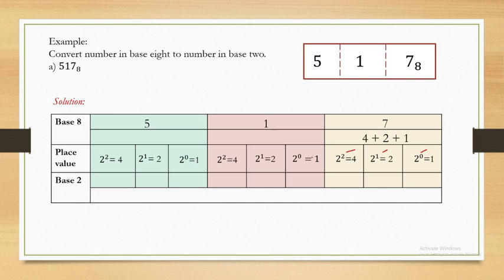Which one number here can form 1? Of course here. Okay, 1. Which one number of here can be totaled up become number 5? Okay, number 1 plus 4. 4 plus 1 equal to 5.